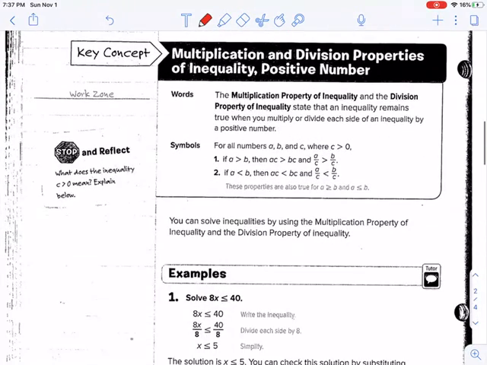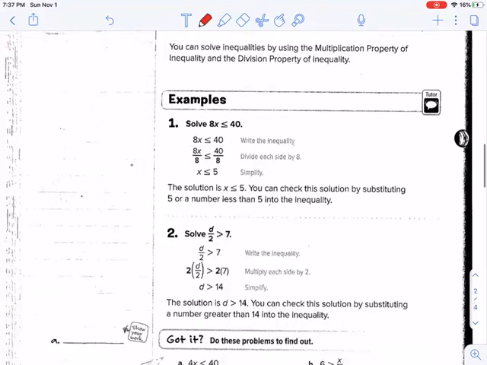All right, so let's move on to the next page. And I just talked about the properties of inequality. Again, multiplying on both sides would still give you a true inequality, and dividing by the same number on both sides would give you a true inequality.